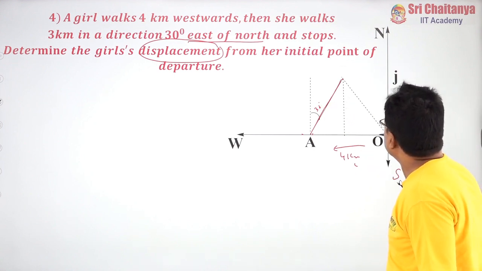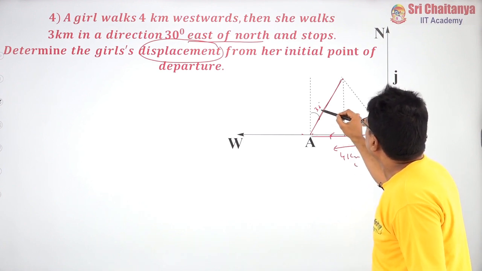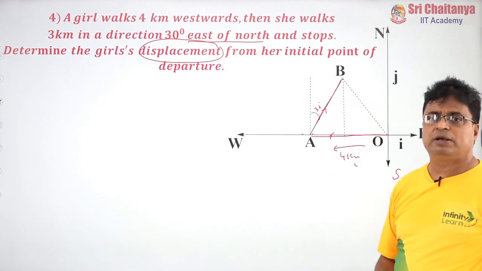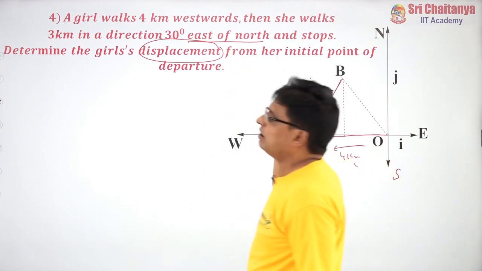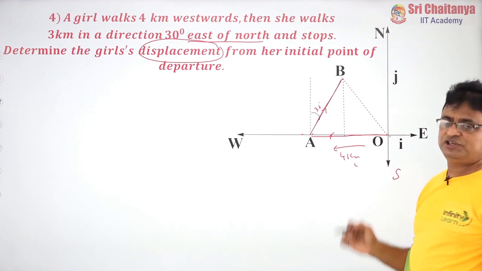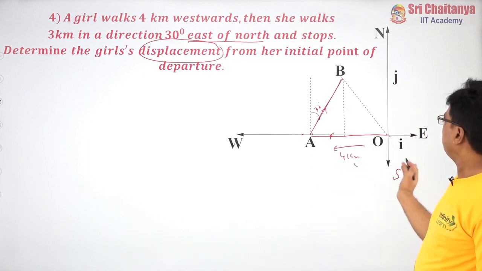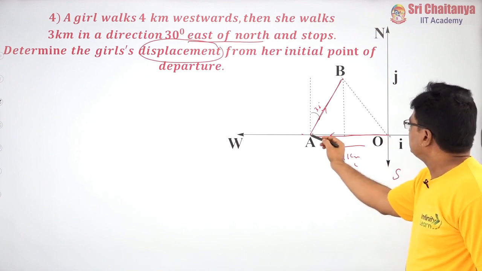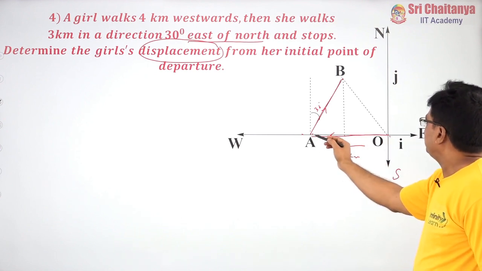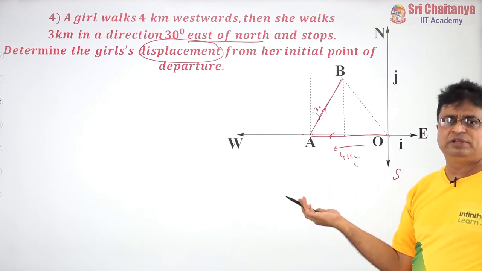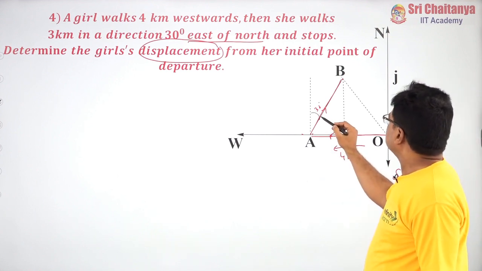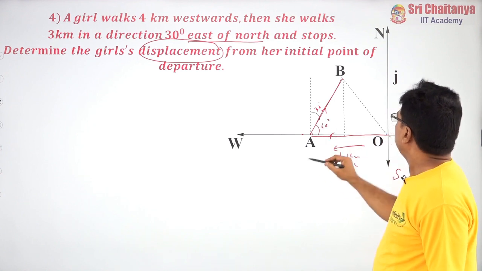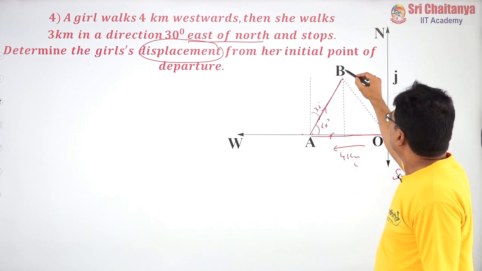So, I need to find this OA bar and this, say, AB bar. Then OA bar plus AB bar becomes the displacement of that girl from the point of departure. This is a simple question. What is OA bar? Since this is i and this is in the opposite direction, OA bar is minus 4i. That is simple. And since it is 30 degrees from north, this becomes 60 degrees.